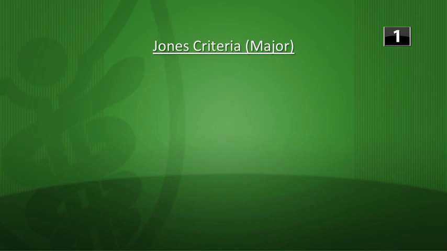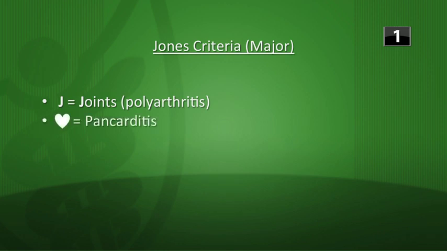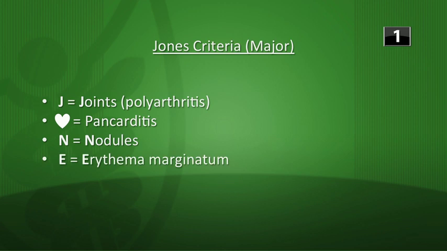And the major criteria are what we call the Jones criteria. And it's great because we have a mnemonic, Jones, to help us remember this. So the J is for joints, and that's going to make us remember the polyarthritis that goes along with this. O is a little bit off. You kind of have to make the shape of a heart for the O, and that's going to stand for pancarditis inflammation. That's going to be of the endocardium, the myocardium, even the pericardium. N is for nodules. So these are the painless subcutaneous nodules, sometimes subcutaneous plaques. E is for erythema marginatum, which is sort of this ring-like rash that can appear and disappear relatively quickly.